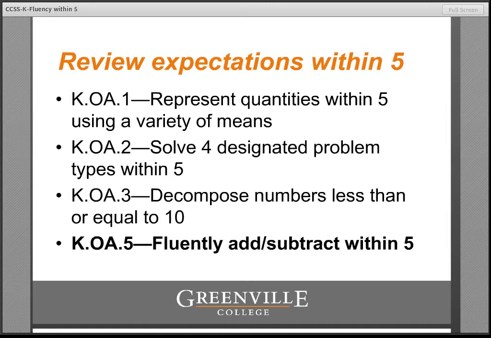Also, solving the 4 designated problem types. So there was the add to, result unknown, and the put together, total unknown, those being the 2 additive in nature. Then there was also the take from, result unknown, the typical subtraction takeaway situation, and the take apart, where both addends are unknown, where it's essentially decomposing a number. So for all 4 of those, children need to be able to do that within 5. They actually need to be able to do it within 10, but for sure 5. They need to be able to decompose numbers less than or equal to 10, but absolutely up through 5.